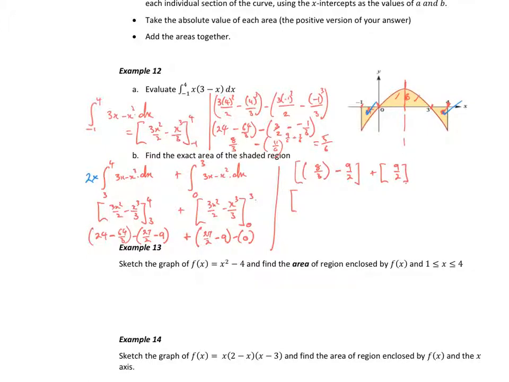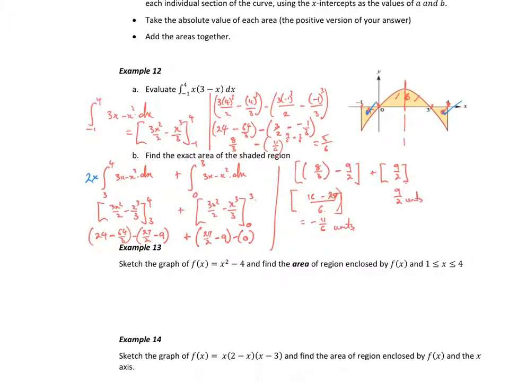So I get, what's that make them both? 6s. 16 on 6 minus 27 on 6. Oops, 27 on 6. Excuse me, 16 minus 27 on 6. So that gives me negative 11 on 6. So I got negative 11 on 6 units there. I get 9 on 2 units there.